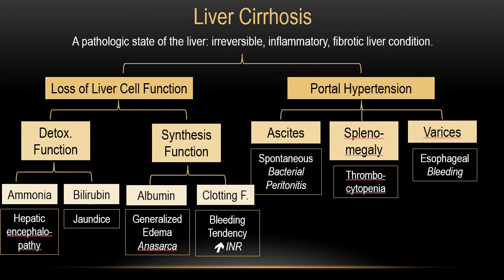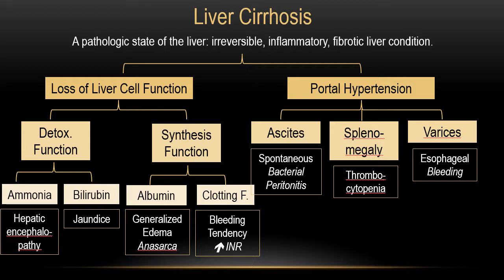When you lose the detox function, what's going to happen? You're not going to be able to detoxify ammonia. So ammonia will knock down your brain, and you're going to get hepatic encephalopathy. You're not going to be able to detoxify bilirubin, so indirect bilirubin will accumulate in your blood, and you're going to have jaundice.